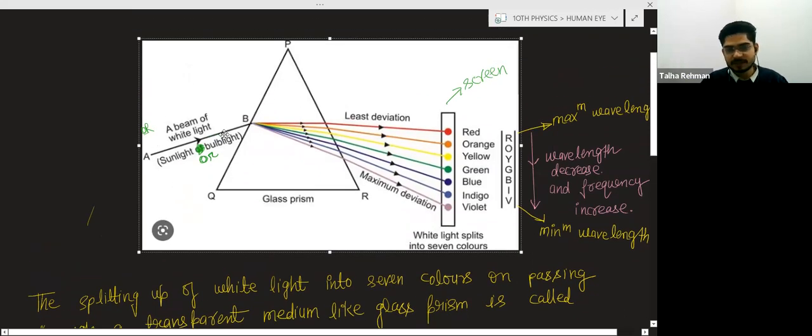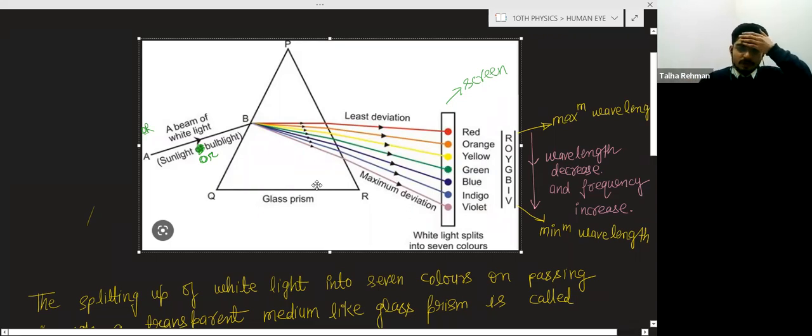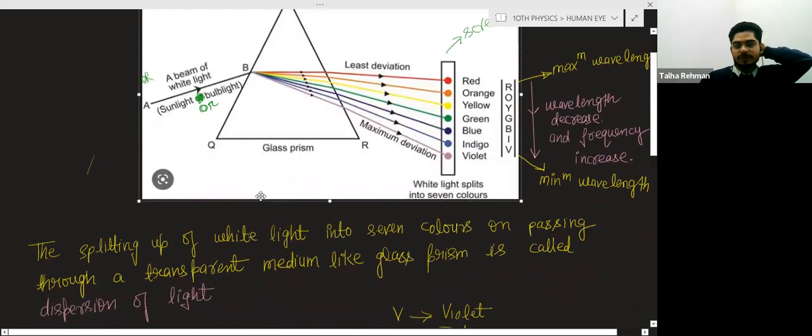Basically, this light is passing through this prism, and this light is splitting into the 7 colors. So basically, what this is showing is that the light is made up of 7 colors. This experiment was done by the scientist Isaac Newton. Basically, this is the dispersion of light.